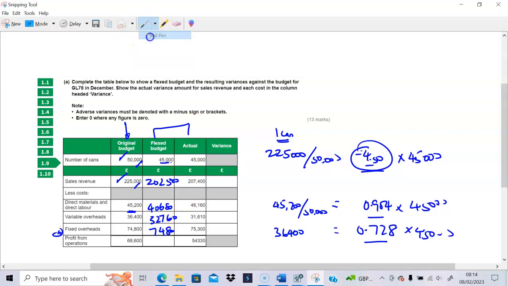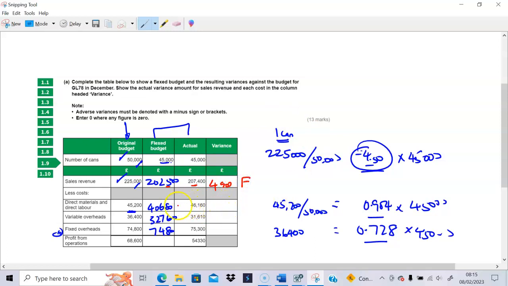I'm just going to change my pen color very quickly. And so my variance, well, I'm sorry, these are shaded out. So the variance here, of course, is the difference between this and this. Our budget was expecting you, based on you selling 45,000 cans, to bring in 202,500. You brought in 207,400, so that's favorable, isn't it? That's a good thing. 207,400 minus 202,500 is 4,900 favorable.